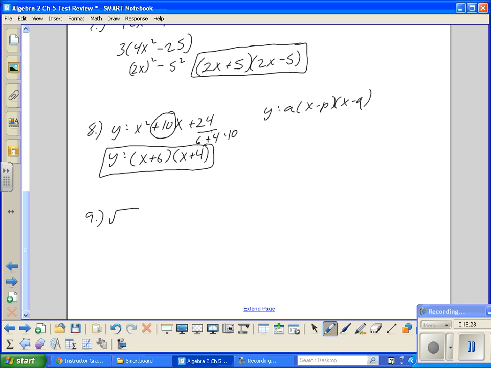Then 9, we've got the square root of 500, and it wants us to simplify. So 500 by itself does not have a perfect square root. But if we look at the factors of 500, that's 5 times 100. And 100 has a square root, which is 10, right? 10 times 10. So the 10s will come out, and that leaves us with a 5 behind under the radical. So that gives us 10 square roots of 5.